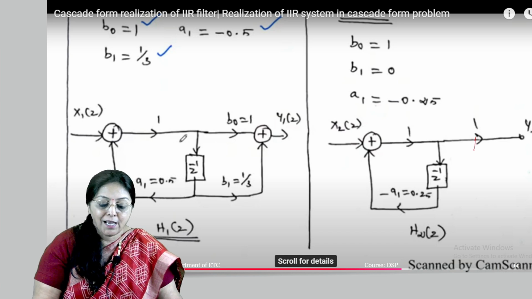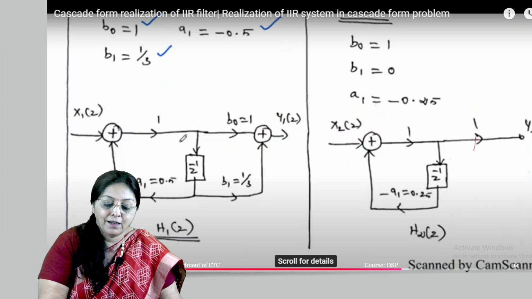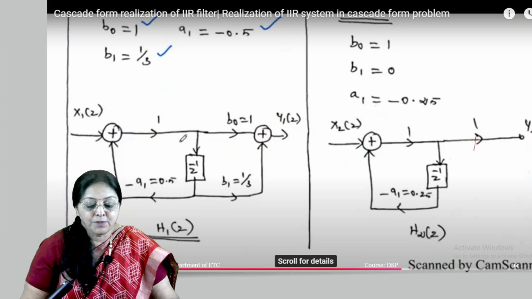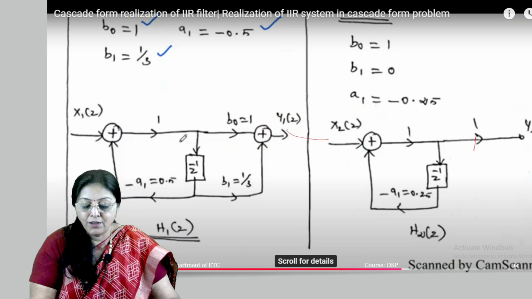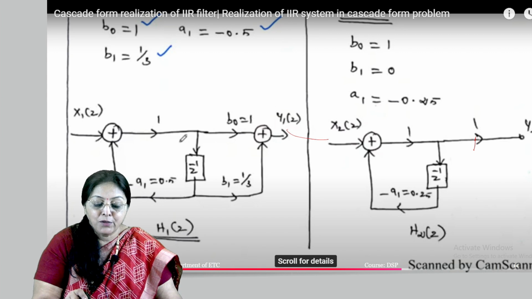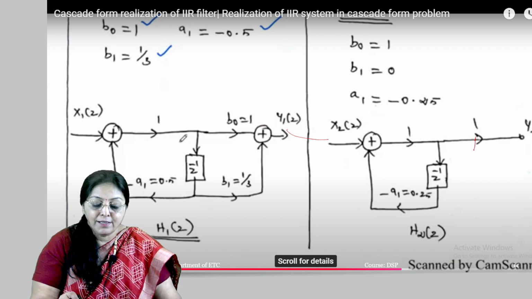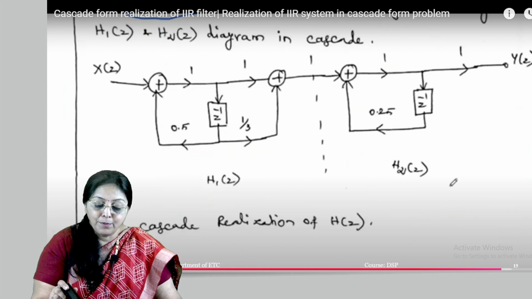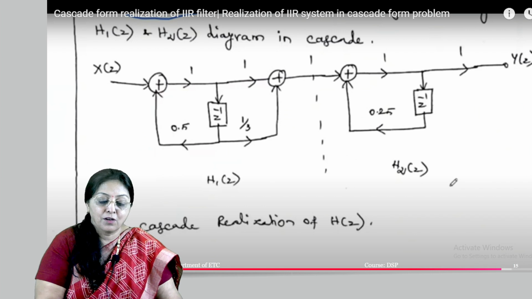So, this is the cascade realization. We directly cascade these two terms H1(z) and H2(z) together, because it is a multiplier. Likewise, by using the direct form 2, I realize this problem by using a cascade realization. Just observe this final diagram for the cascade realization; it is like this.